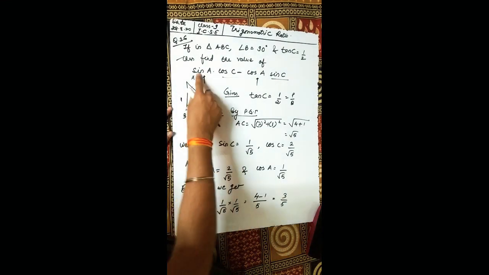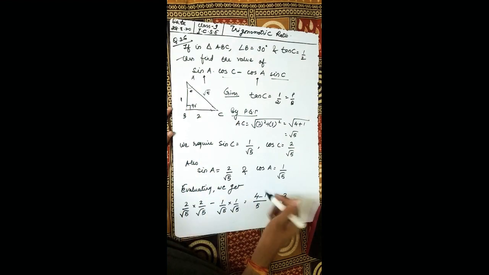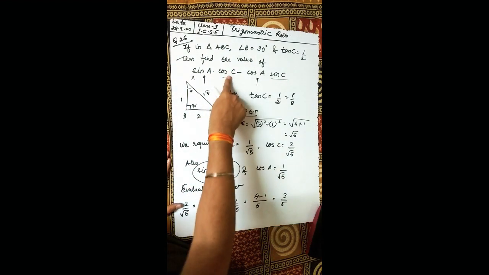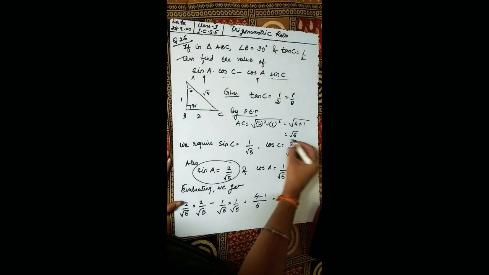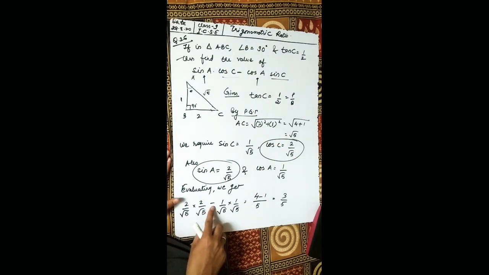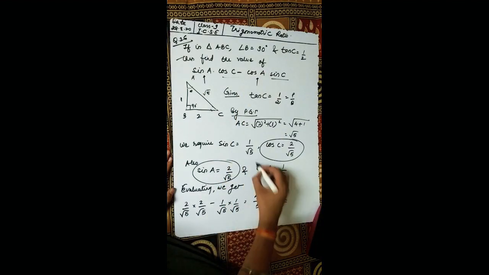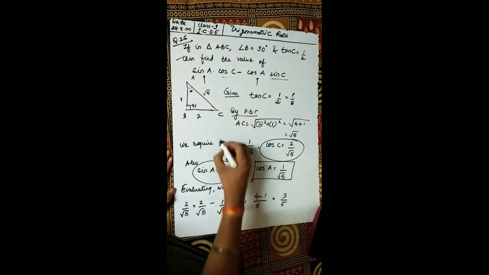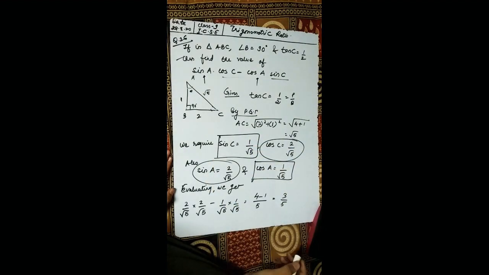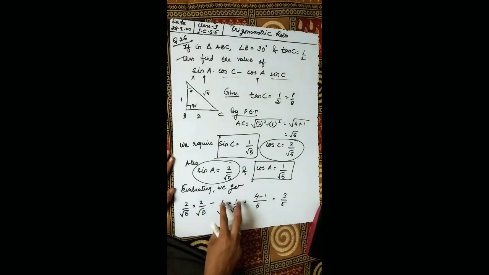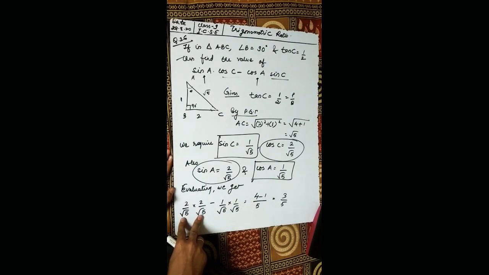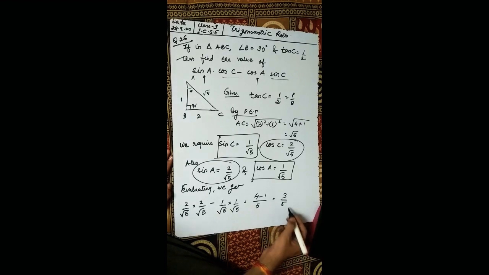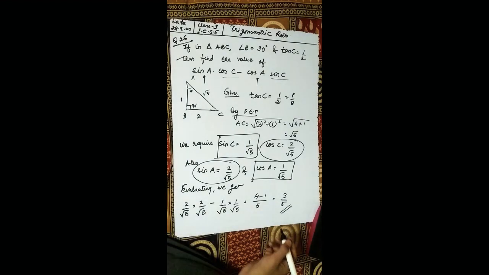Evaluating, we get sin A. So sin A is what? 2 upon under root 5. Cos C, what is cos C? 2 upon under root 5 minus cos A, what is cos A? 1 upon under root 5 into sin C is what? 1 upon under root 5. So 2 into 2, 4 minus 1, root 5 into root 5 is 5, here also 5, like fractions, 4 minus 1, 3, 3 upon 5. So that is how we have done up to the 26th question.